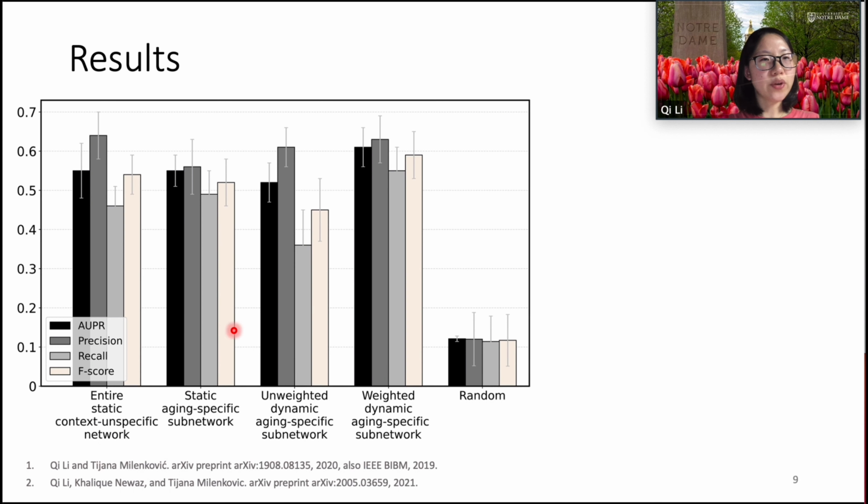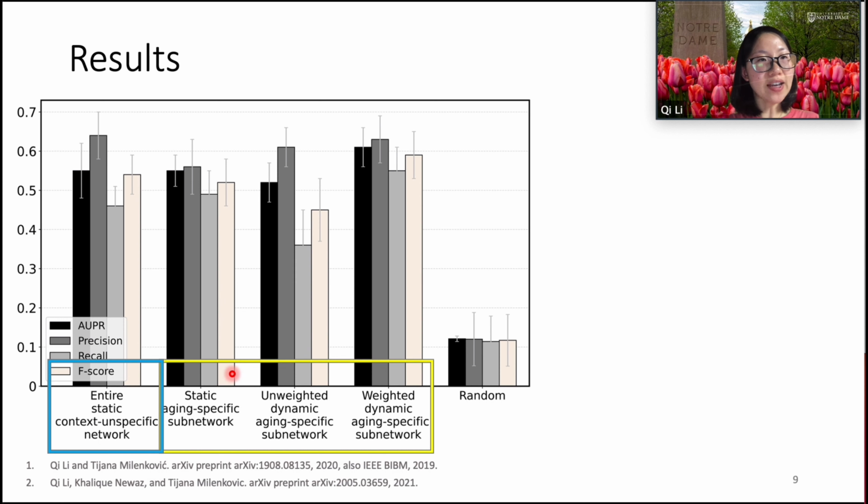Here's the summary of our results. The y-axis shows the accuracy score. The x-axis shows the subnetworks, as well as the random approach that we are comparing. The first thing we'll observe is that all networks perform better than the random approach, which means the performance of all networks is non-random. Then, by comparing the best of the three age-specific subnetworks to the entire network, we can get the effect of the age-specific component.